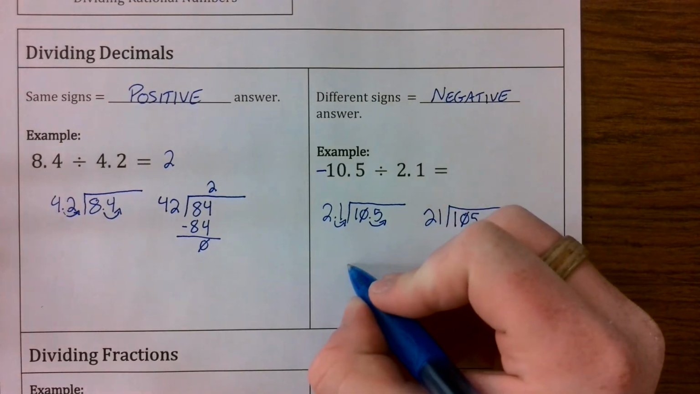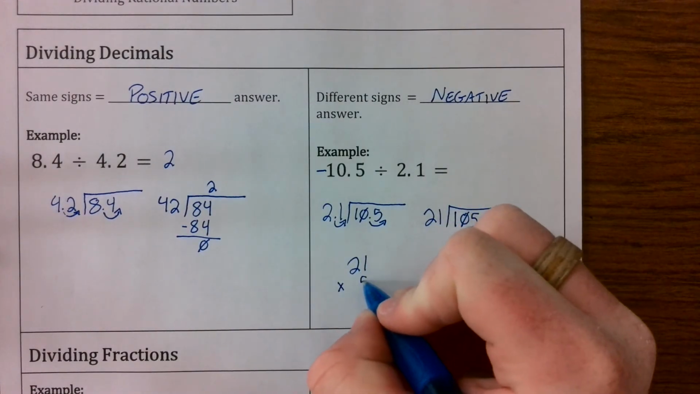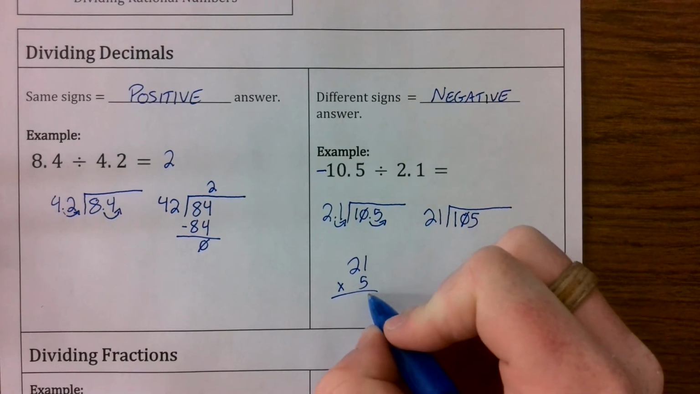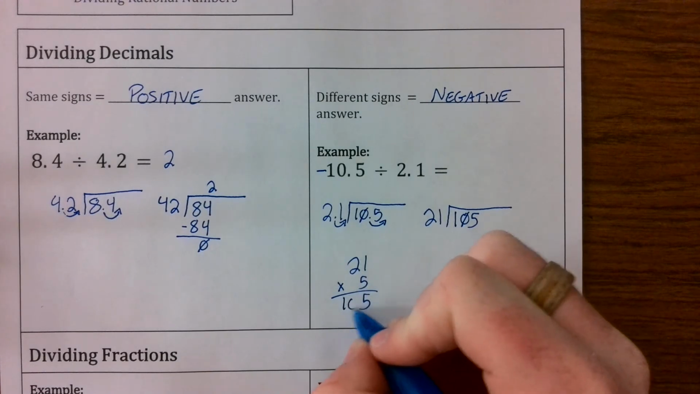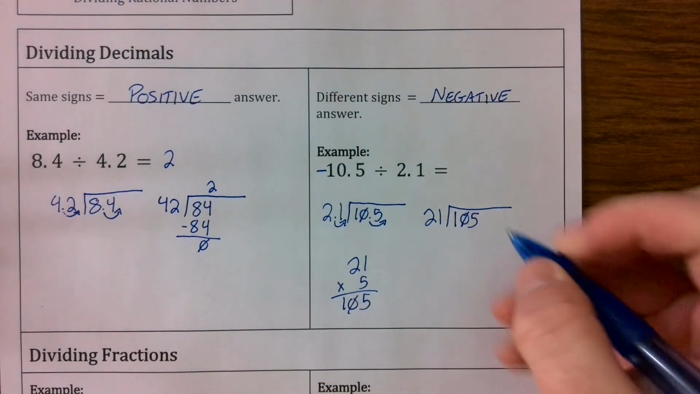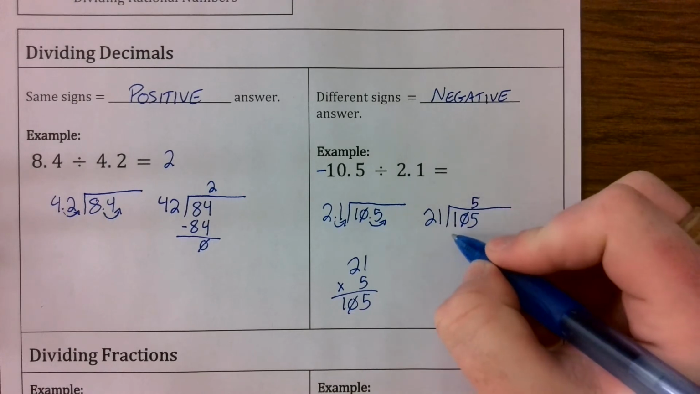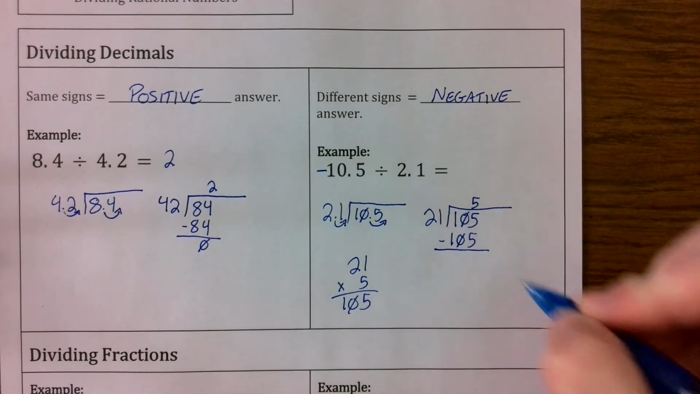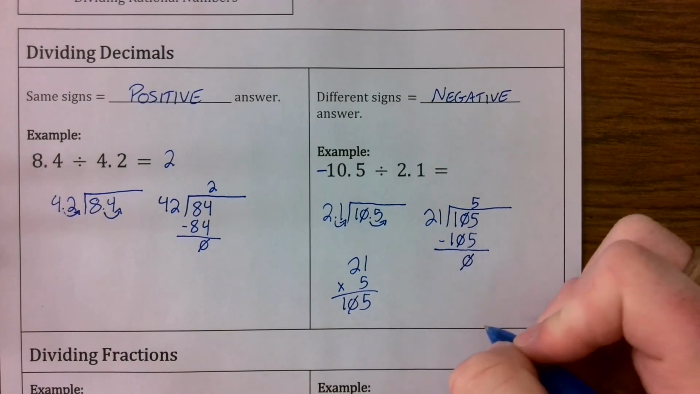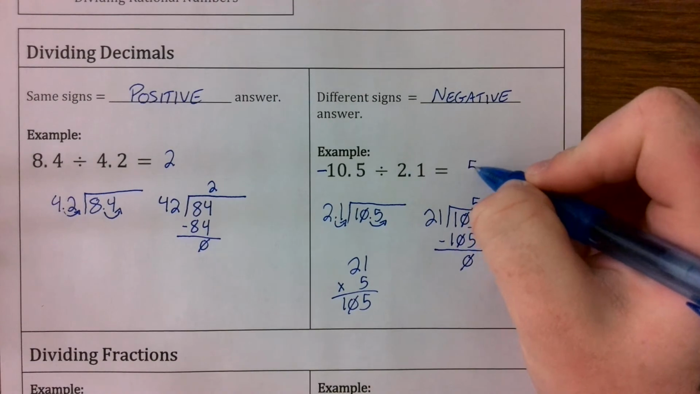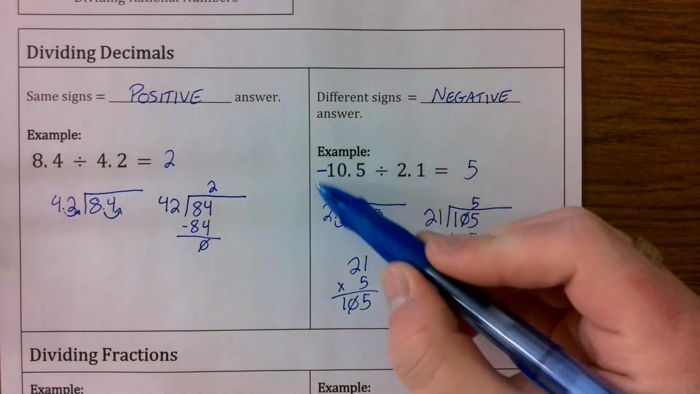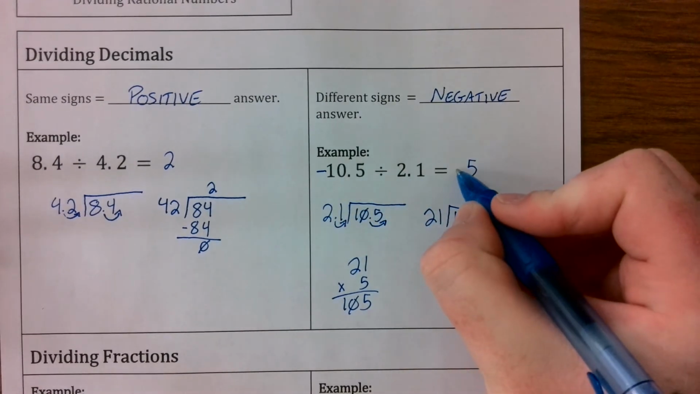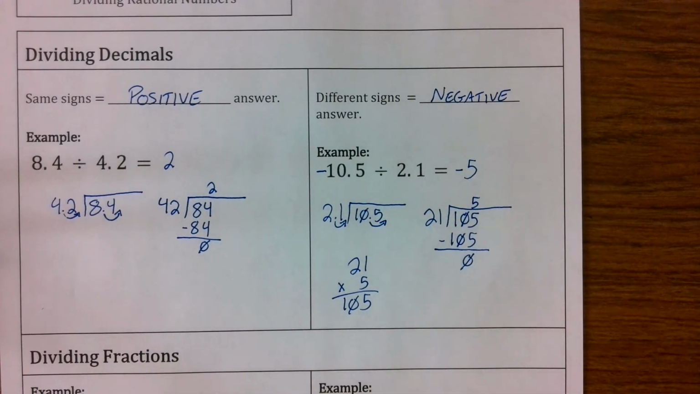If I want to double check, I can do it off to the side. 1 times 5 is 5. 5 times 2 is 10. I get exactly 105. Put my 5 at the top, multiply 5 times 21 to get 105, and subtract to get 0. Our answer is 5. But we have to remember 10.5 was negative. Because we have different signs, we have a negative answer. Negative 5.